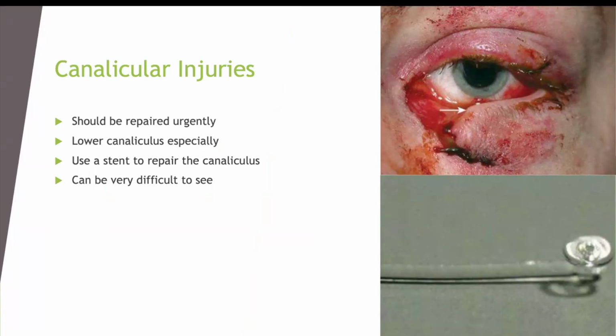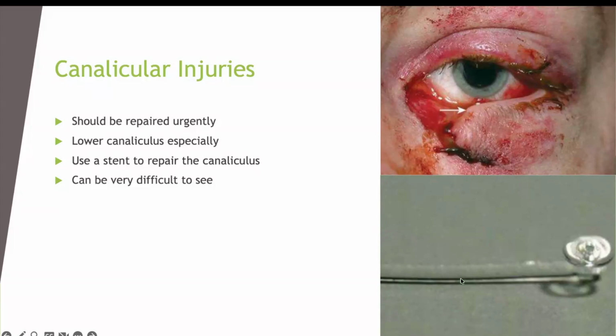So the lower canaliculus, like I said, especially, it's really important to try and repair these urgently. And the way you repair them is essentially by inserting some scaffolding into the canaliculus. If you think about it, the lower punctum will be somewhere here. You'll insert this stent into the lower punctum. It will come out through the lid, and then you want to insert it into the other side of the canaliculus. And that can be really difficult to find sometimes, especially in quite irregular injuries or in children, for example, where these things are already quite small.